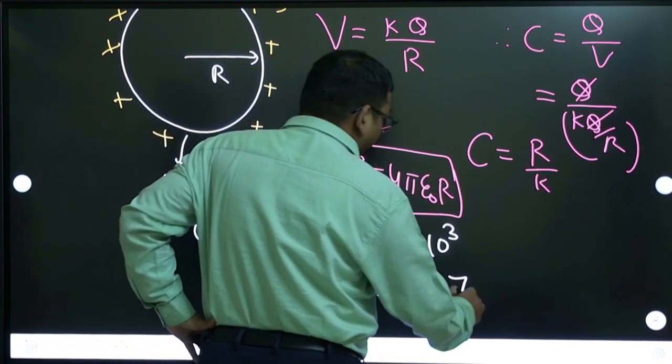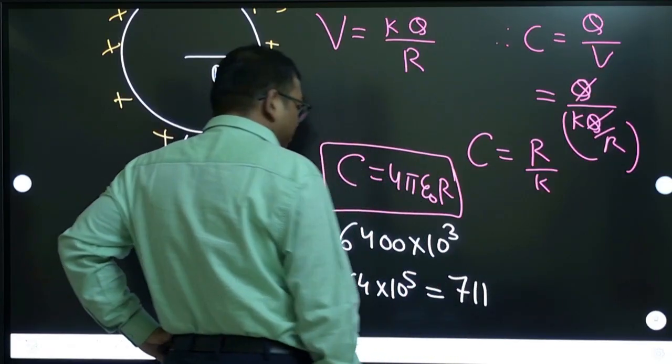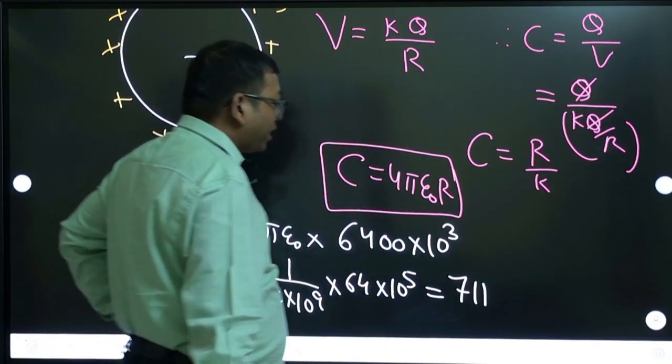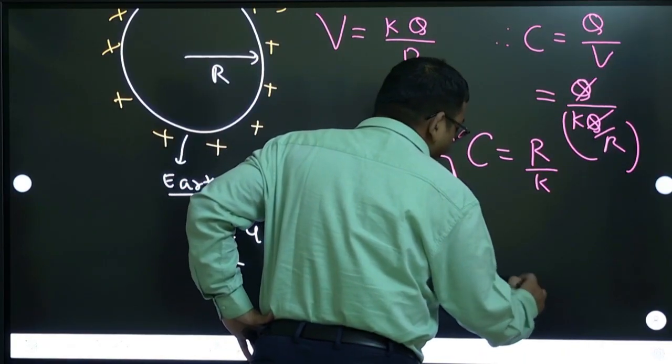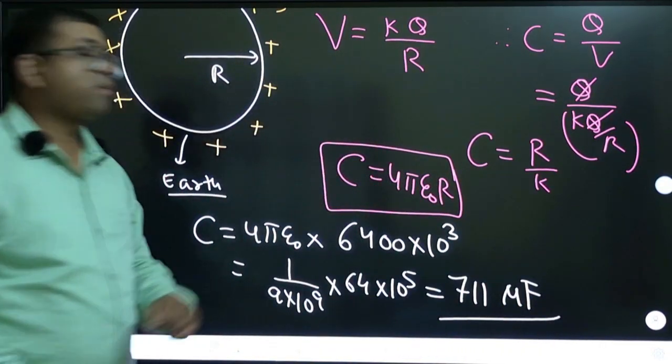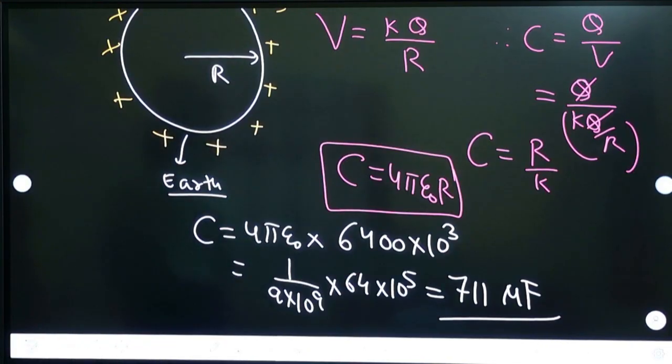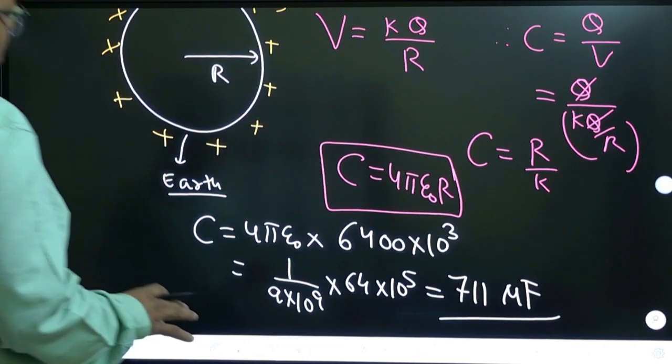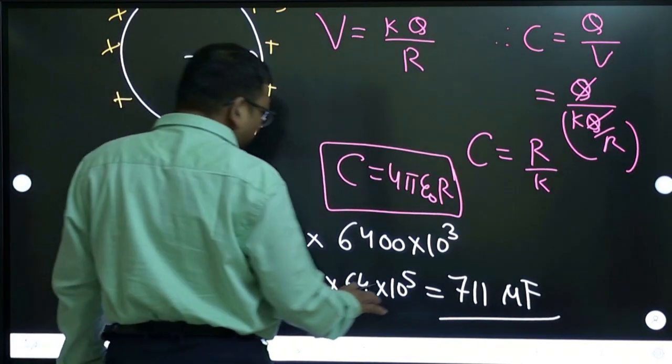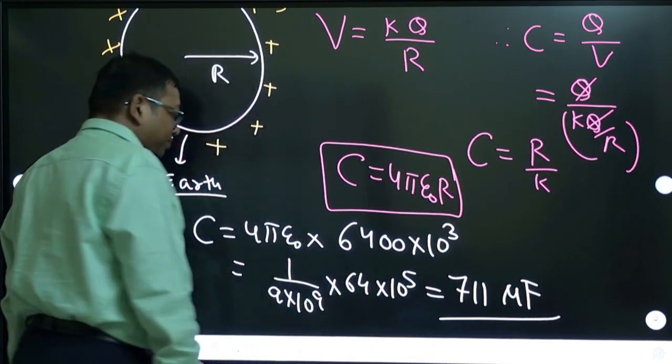Will it come 711? Just check that. 711 microfarad will come. You check this. Right. 711 microfarad. Because this is farad. Okay. This is farad. This farad we are converting into microfarad.